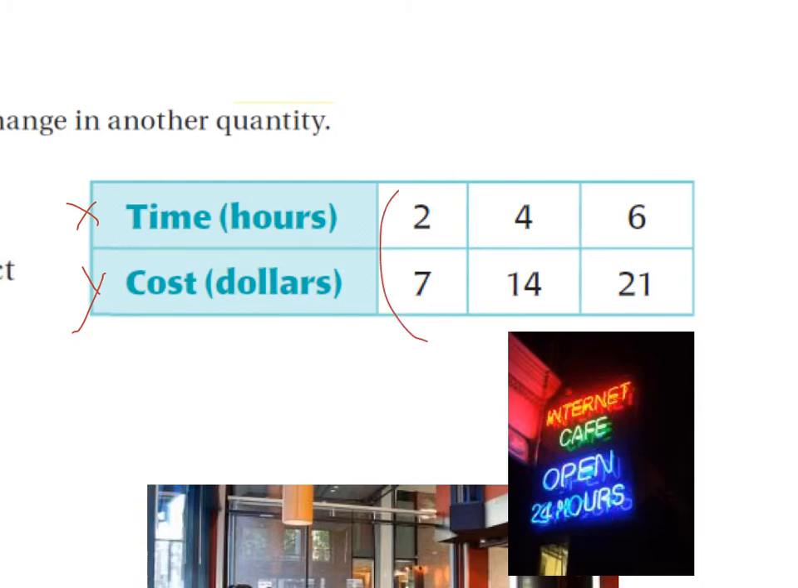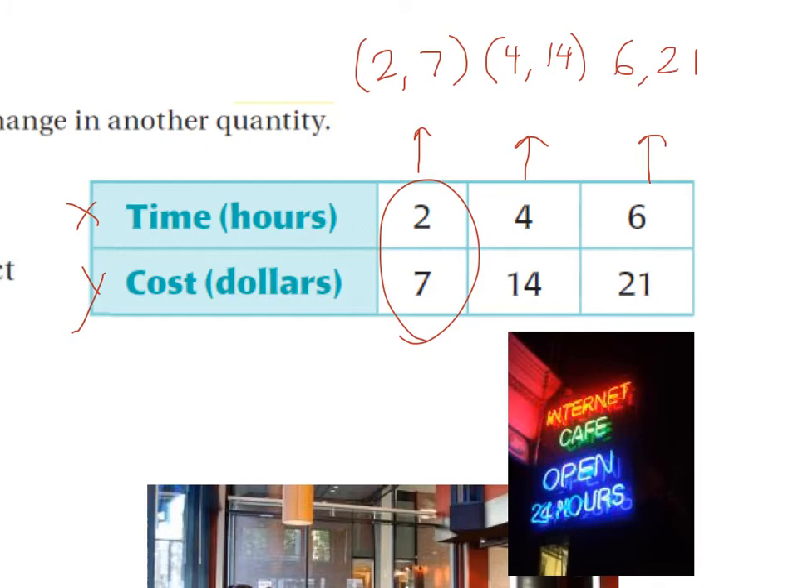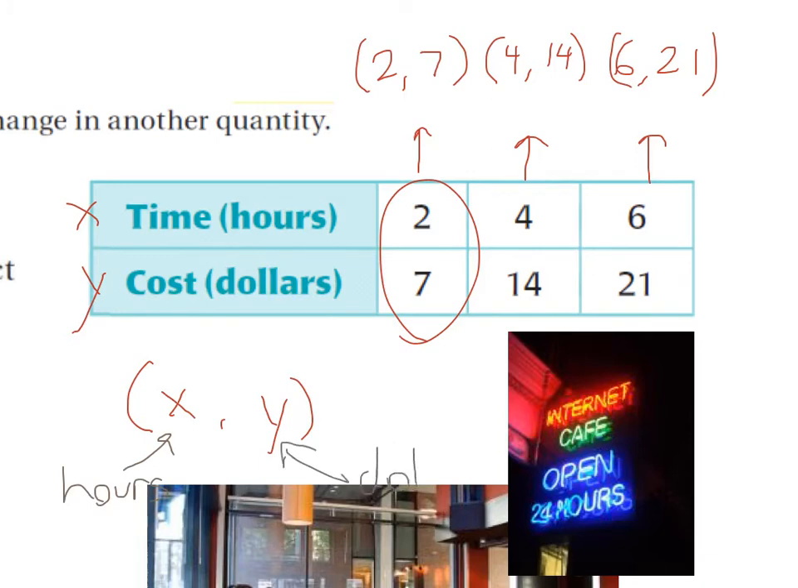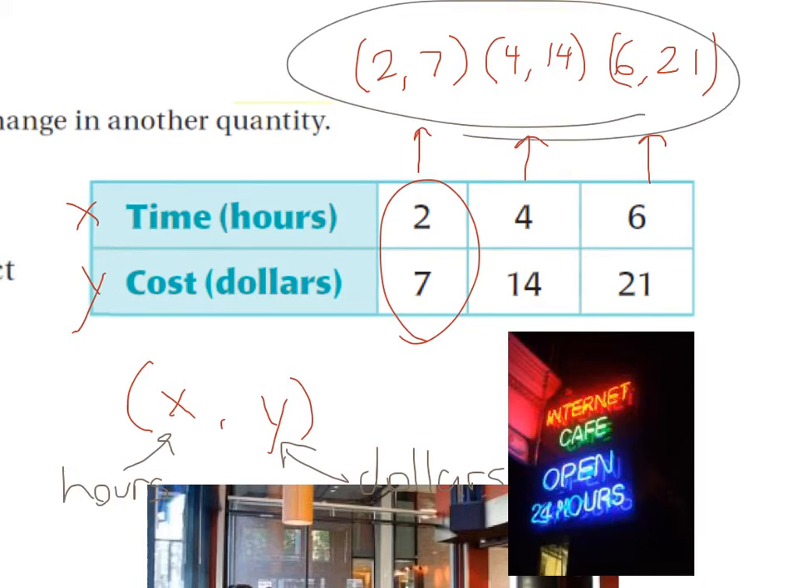So, based on the first one, 2 hours means $7, 2 comma 7. And based on our second one, 4 hours means $14, 4 comma 14. And yep, you guessed it, the last one, 6 hours means $21, 6 comma 21. Because what we're saying here is that every ordered pair, x comma y, the x represents the hours, and the y represents the dollars, the money spent. Very good. All right, so now we have our 3 ordered pairs which we will work with.